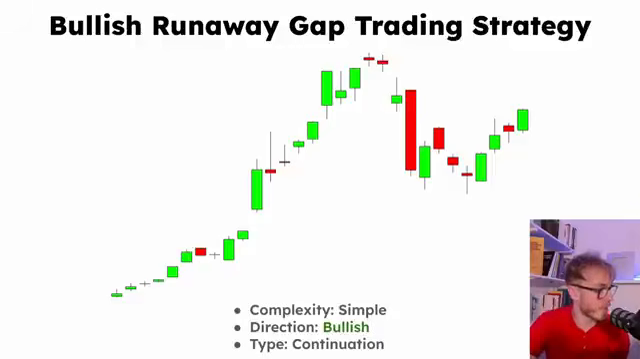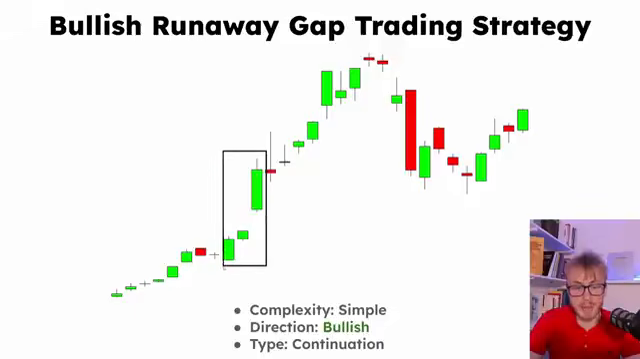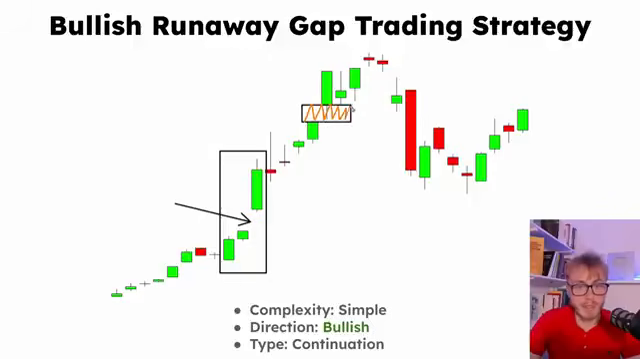And the first thing we need to do here is of course to identify the pattern. And on this chart, the only real runaway gap that can be found is right here. If you look closely on this chart, you can see that we have multiple of these other gaps. You can see, for example, right here, we have a gap between the real bodies of the candles.